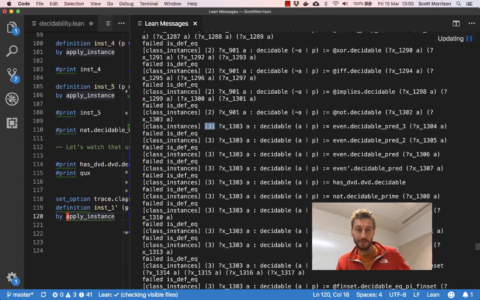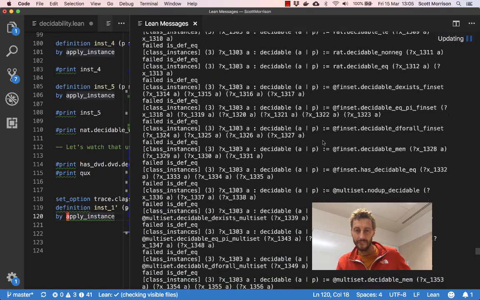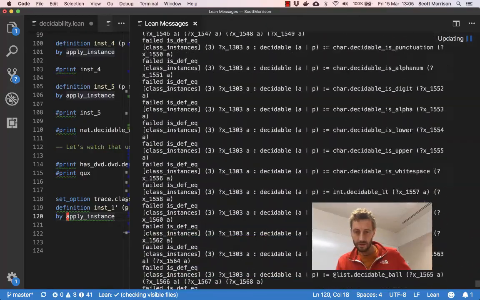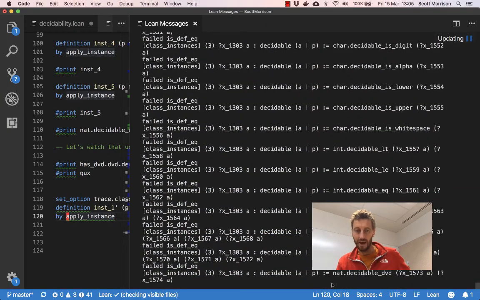So now it's at depth 3 in the search, and it's trying to prove decidability of a divides p. And it finds that. And finally, everything's finished. All the sub-goals that were produced in the search are all filled in, and it stopped. So, what are some things to know? There's absolutely no reason why this sort of search can't have loops. You can write instances that require other instances, which might try and use the original instance.